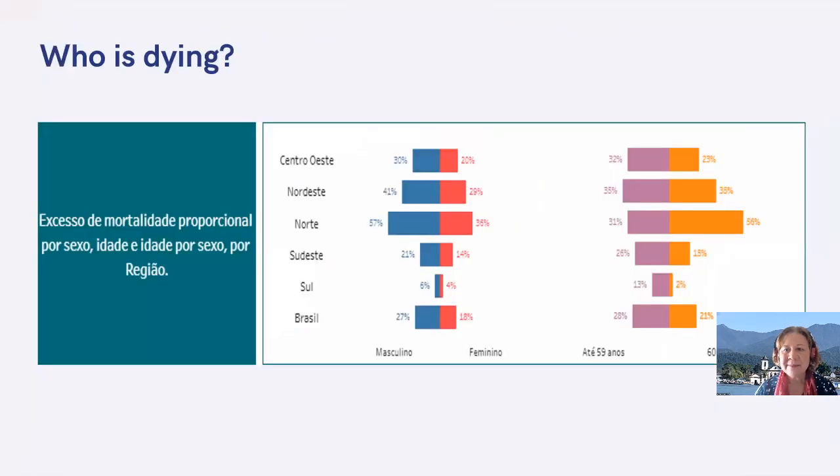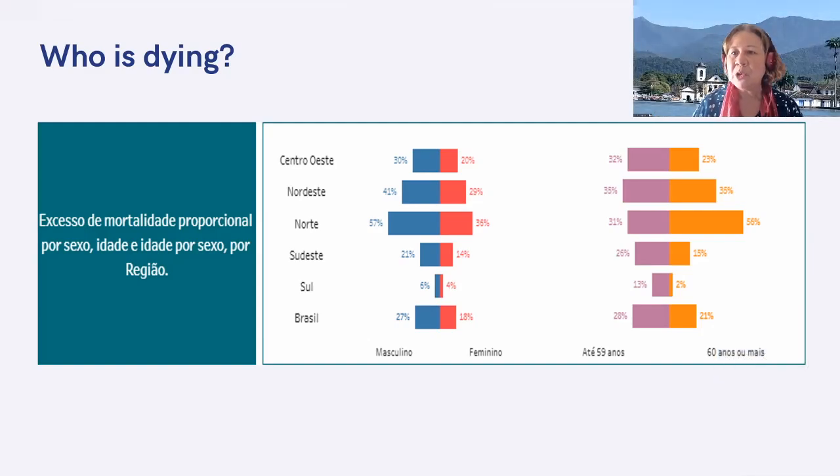Next, please. Here, who is dying? Okay, we have excess mortality, but who is dying? We can see that it is many more men. Here in blue, men; in red, women. Many more men are dying compared to women, with on average a 27% increase for men compared to 18% for women. But in some states, we have a 57% increase in the north region, so it's a huge difference between men and women.